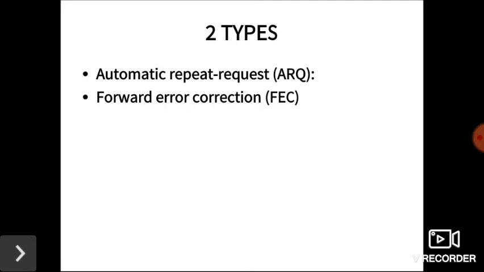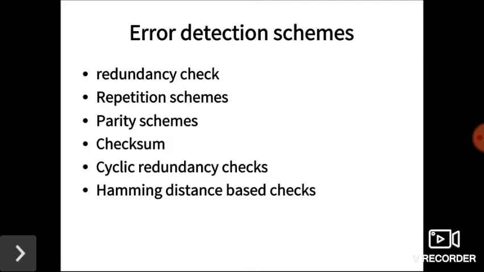Here are the error detection schemes: redundancy check, repetition schemes, parity schemes, checksum, cyclic redundancy checks, then Hamming distance based checks. Here we are going to see the definition of what is meant by redundancy check.